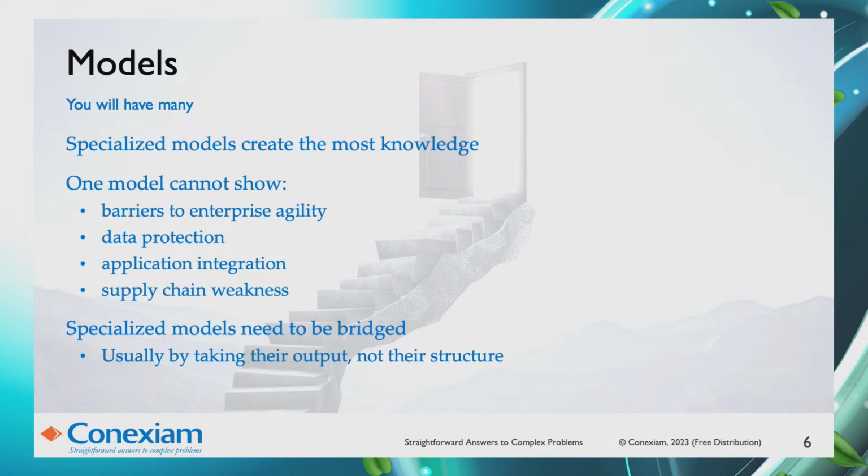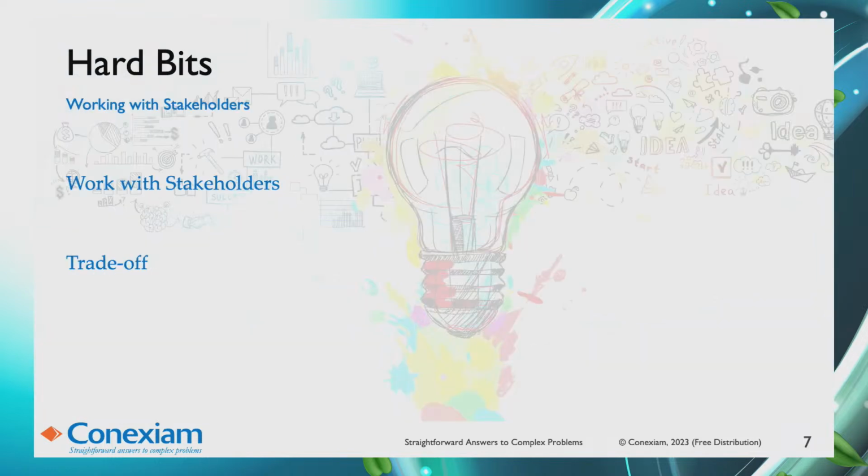One model won't show you why your enterprise isn't agile. One model won't show you how you have to protect your data. One model won't show you all of your application integration. And one model won't show you your supply chain weaknesses. If those are your problems, you're going to have to put different models together to find the gap. You're going to have to create the knowledge as you work your way through.